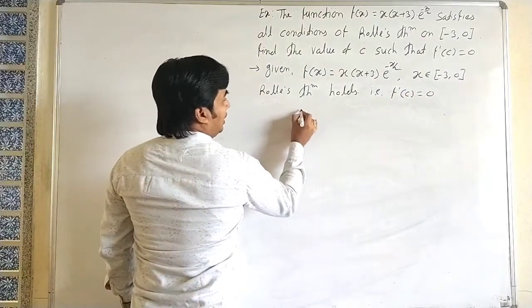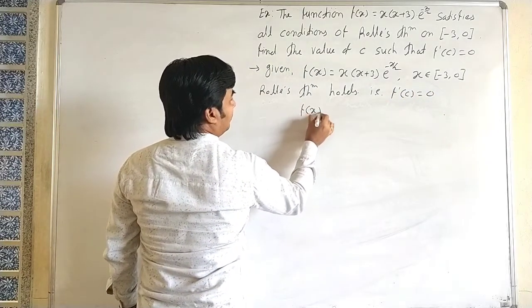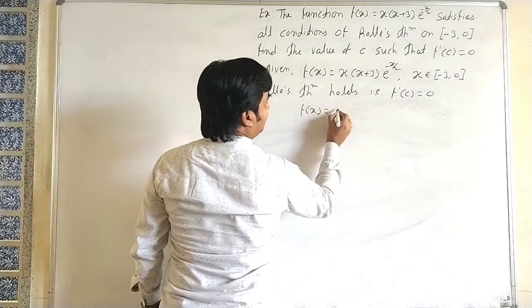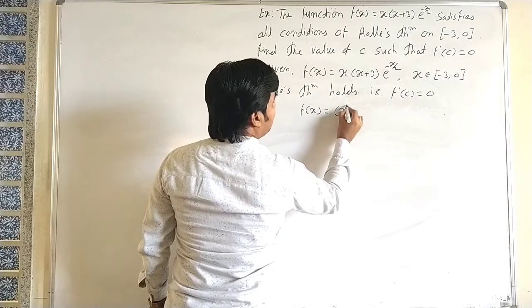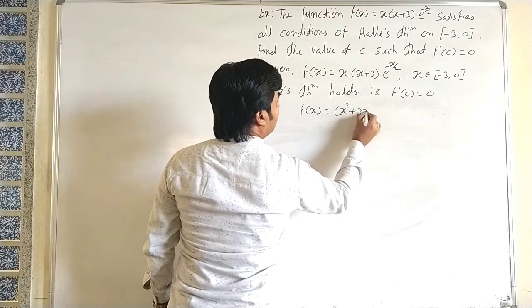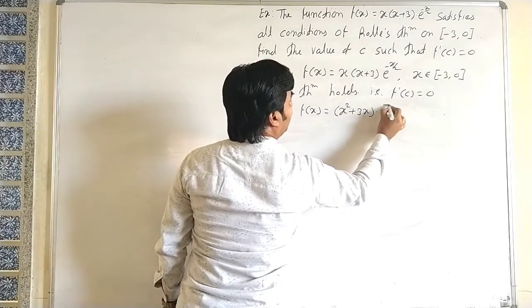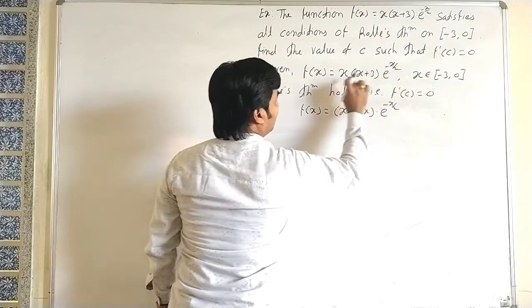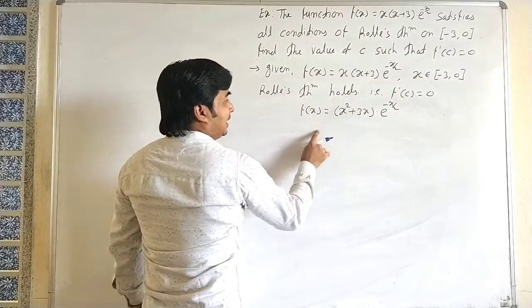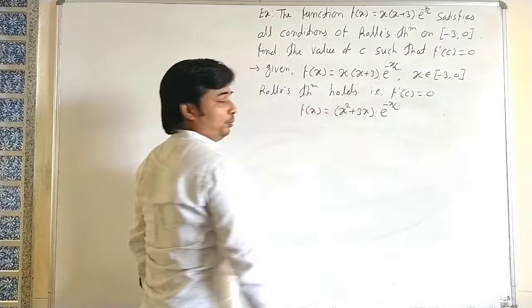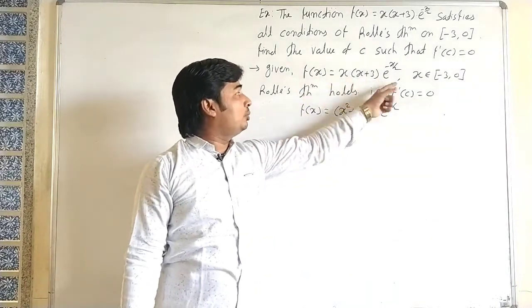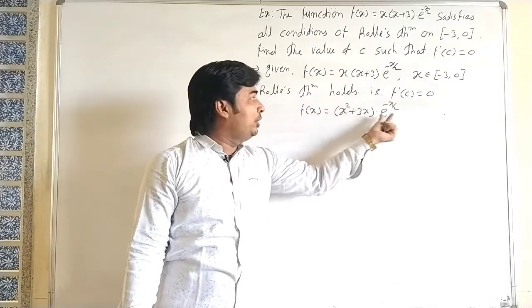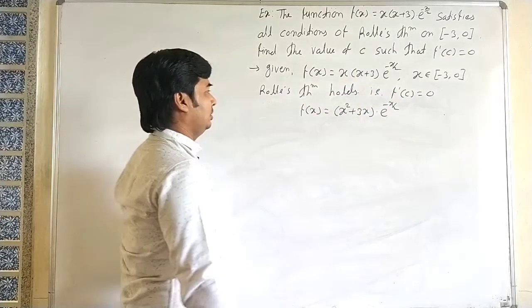Now f of x, here it is x square plus 3x into e to the power minus x by 2. Here if we take the derivative directly, it is u into v into w, so we would need the product rule for three functions, but here now only u into v. Take the multiplication of these two.